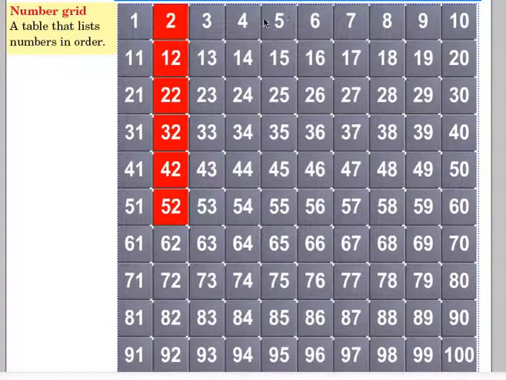And that's because if you go down a whole row, you are just increasing by 10. So it's like you're adding on 10 to get down to that little square right below that number. So 12 plus 10 would be 22. 22 plus 10 would be 32. Okay?